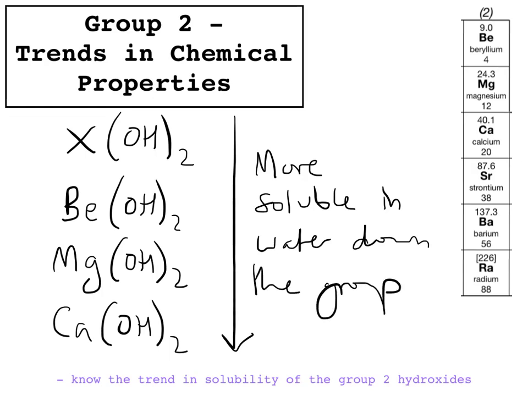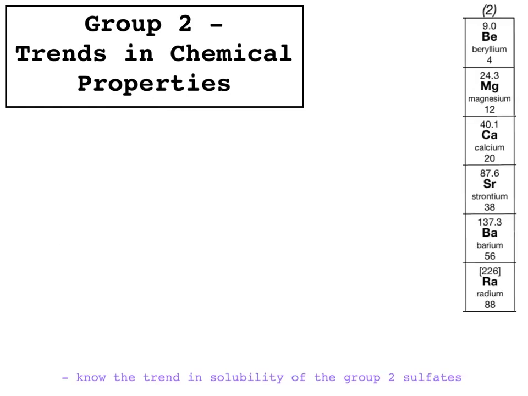The reason for that, you don't need to know, but you do need to know that they get more soluble in water down the group, and that's the hydroxides. The sulfates, however, are the opposite. We'll just discuss what the formula is for those.